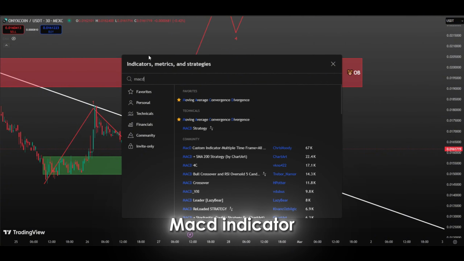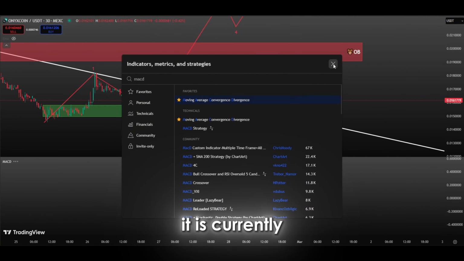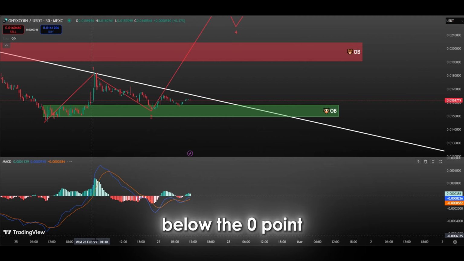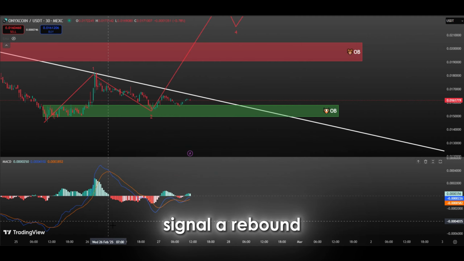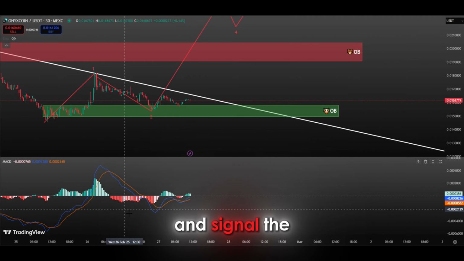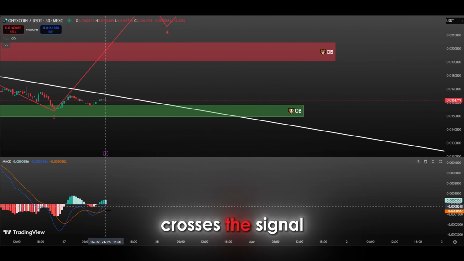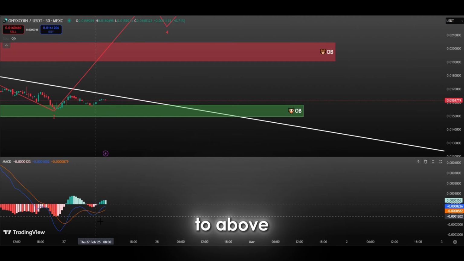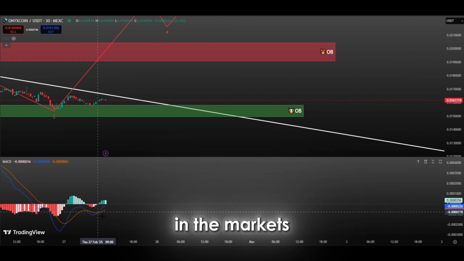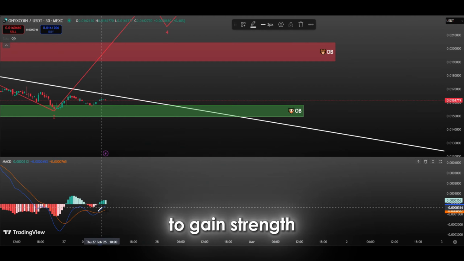Looking at the MACD indicator, we see that it is currently making a cross below the 0 point. This suggests that the market could signal a rebound off the lows and signal the start of a possible uptrend, especially when the MACD line crosses the signal line from below to above. There is usually a momentum shift in the markets, and buyers start to gain strength.